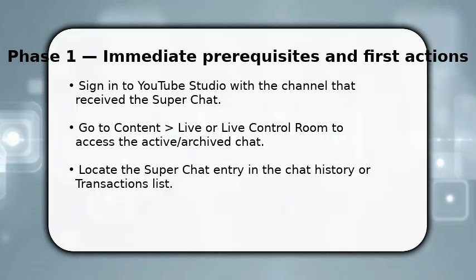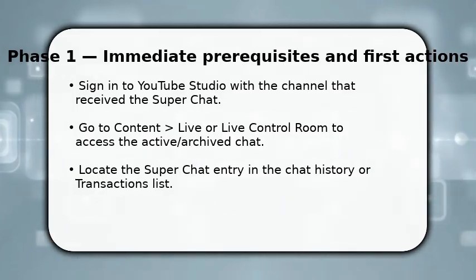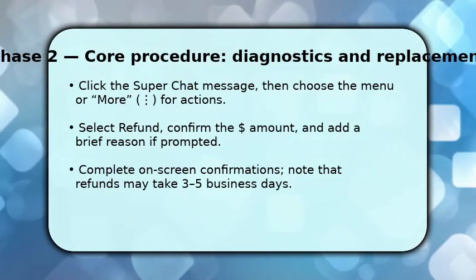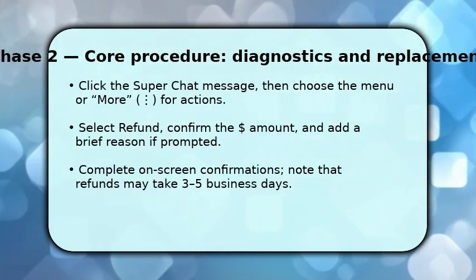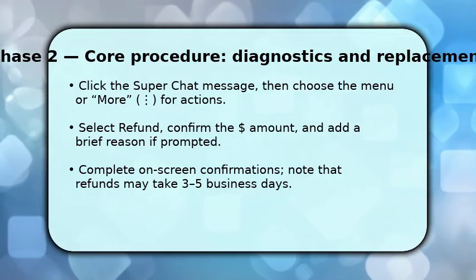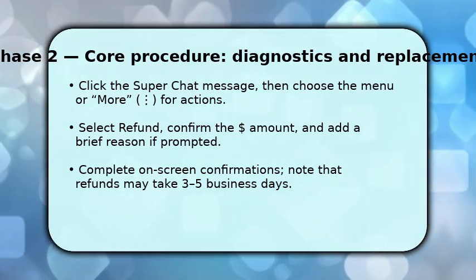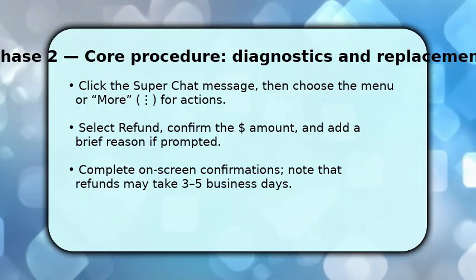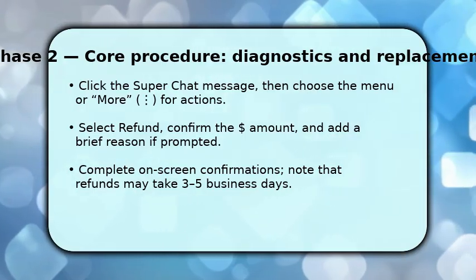Now pause to confirm the exact amount and timestamp before proceeding. Once you've selected the Super Chat entry, open the Action menu, often 3 dots or a More button, and choose Refund. You'll see the dollar amount. Confirm it matches the complaint or issue, and enter a concise reason when asked.